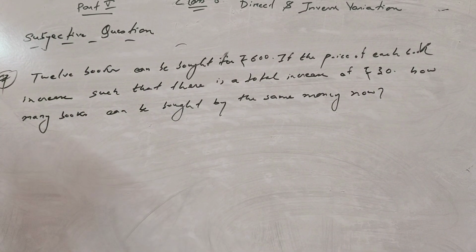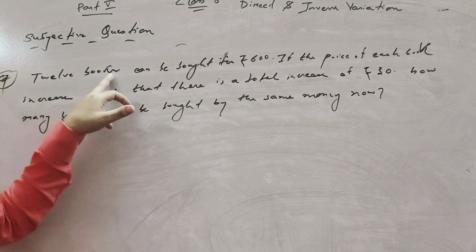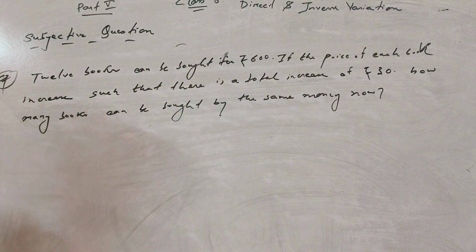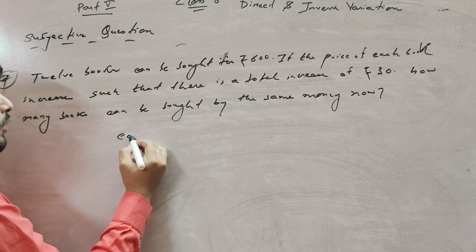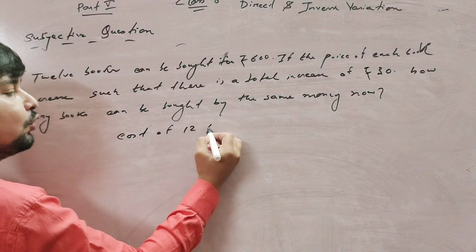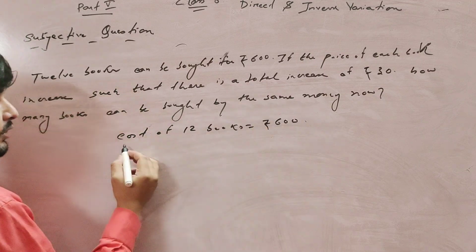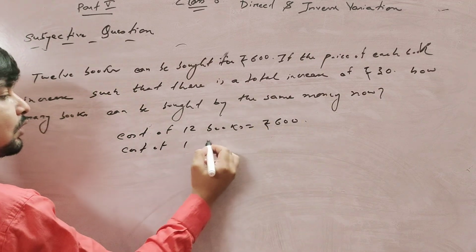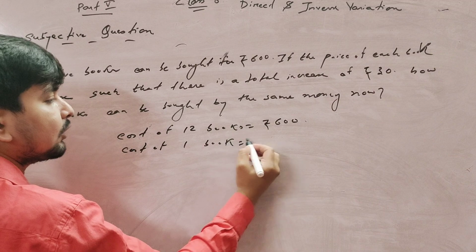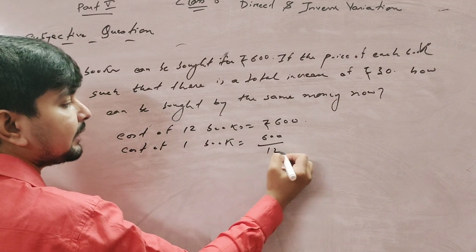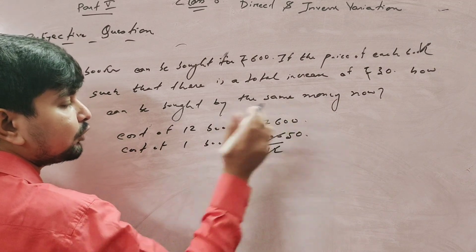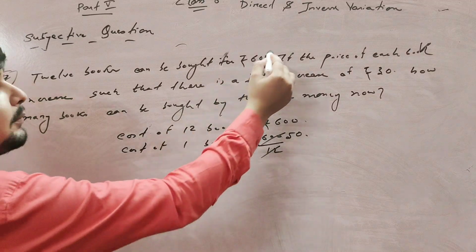See, 12 books can be bought for rupees 600. Okay, so cost of 12 books equals to rupees 600. So cost of one book equals to 600 by 12, that is 50 rupees price of per book. Up to here question is complete.